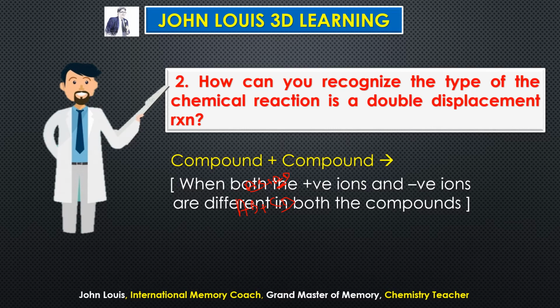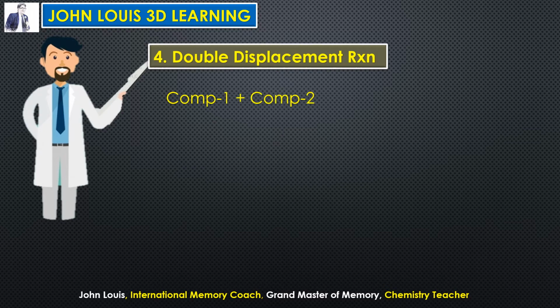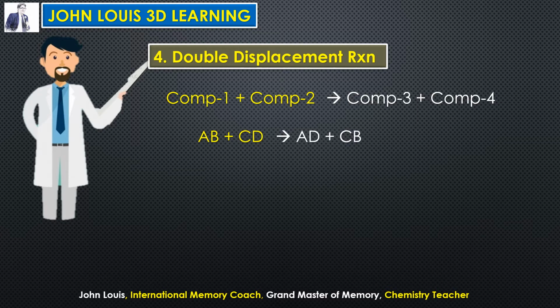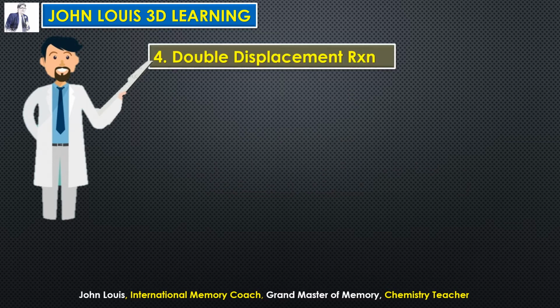Okay, so now let us take some examples. Compound 1 plus compound 2 gives compound 3 plus compound 4. AB plus CD gives what? AD plus CB, which we just now learnt, when both the positive ions and negative ions are different in both the compounds. Now let us take some example.